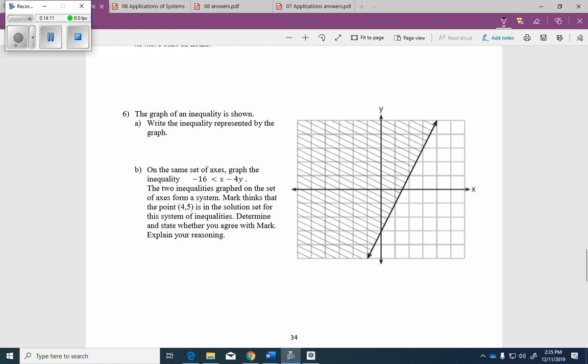But I'm on page 34, number 6. And they have the inequality. We have to write, they have it graphed. We have to write the inequality. So it's important to notice the y-intercept. When nothing is labeled, we assume the scale goes by 1. So the y-intercept is -1. And the slope is 2 over 1.